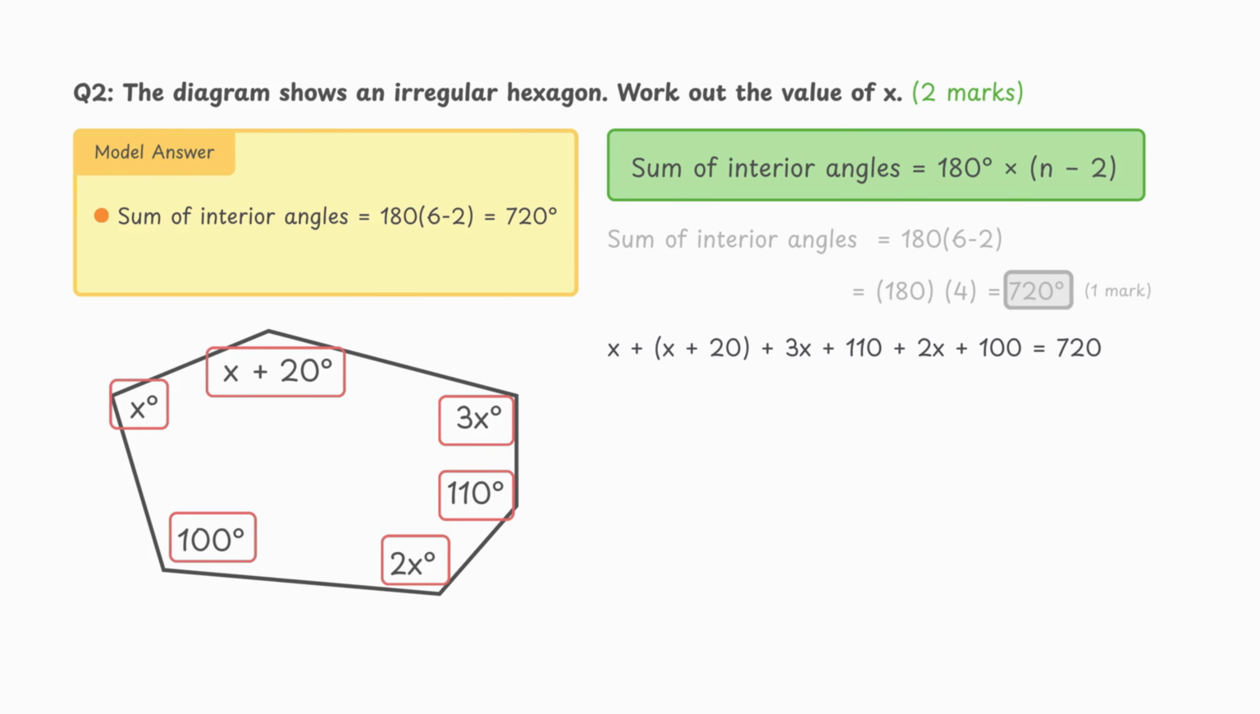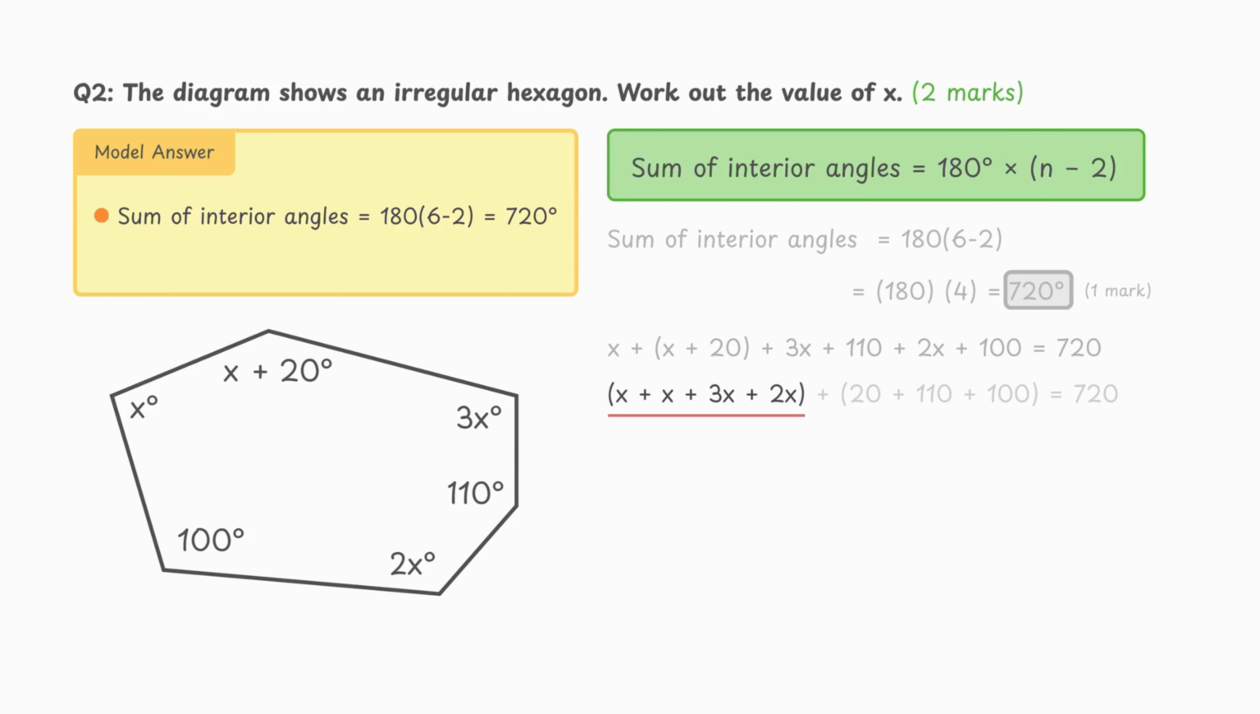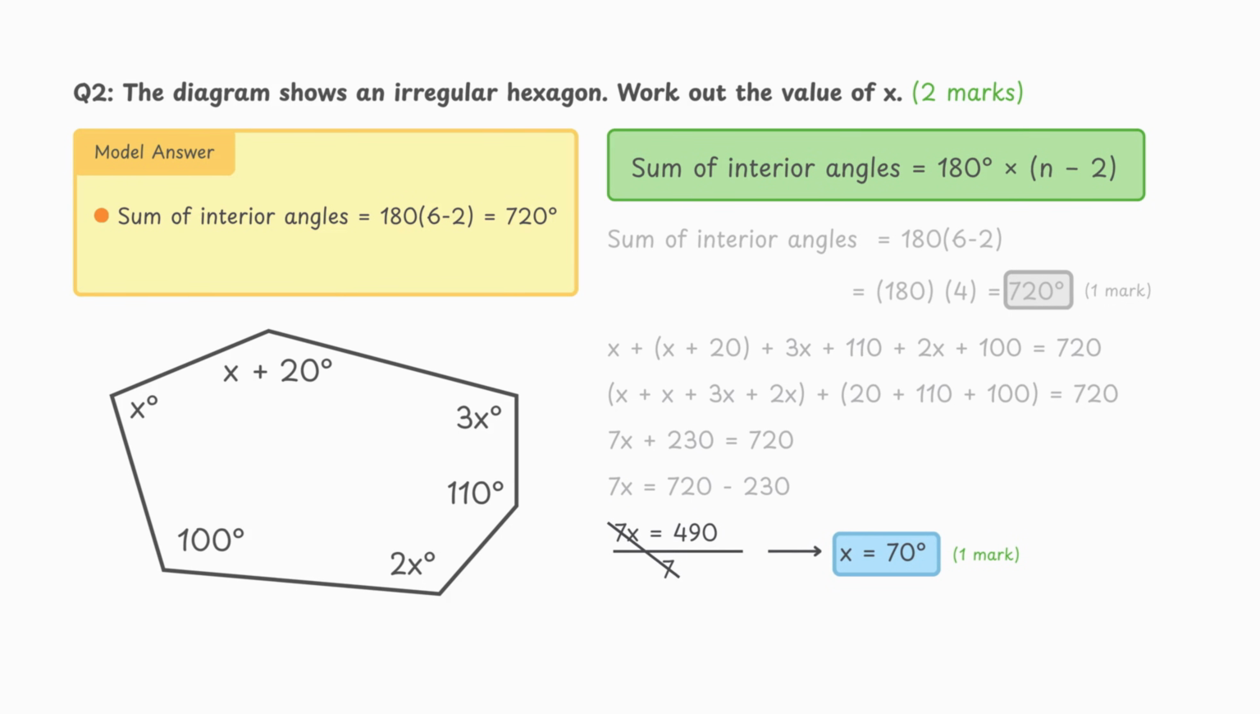Now simplify step by step. First, collect like terms. x plus x plus 3x plus 2x gives 7x. Now add the constant numbers. 20 plus 110 plus 100 gives 230. So the equation becomes 7x plus 230 equals 720. Now solve for x. Subtract 230 from both sides. 7x equals 720 minus 230. 7x equals 490. Now divide both sides by 7, x equals 70. This earns the final mark. So the final answer is x equals 70 degrees.